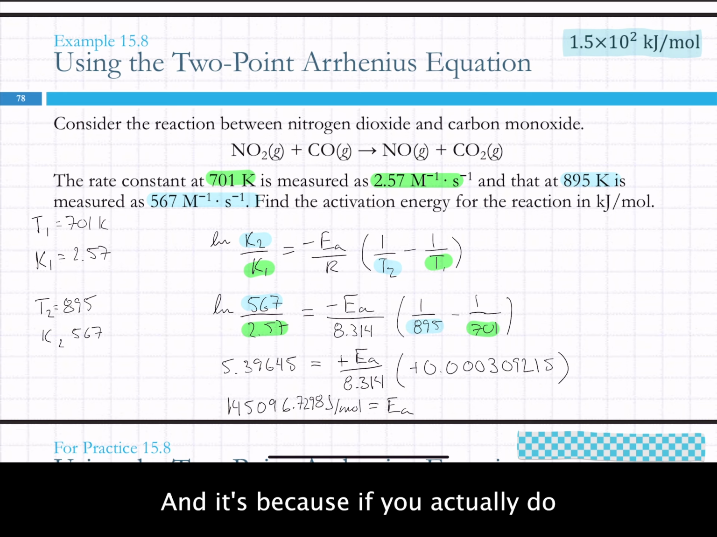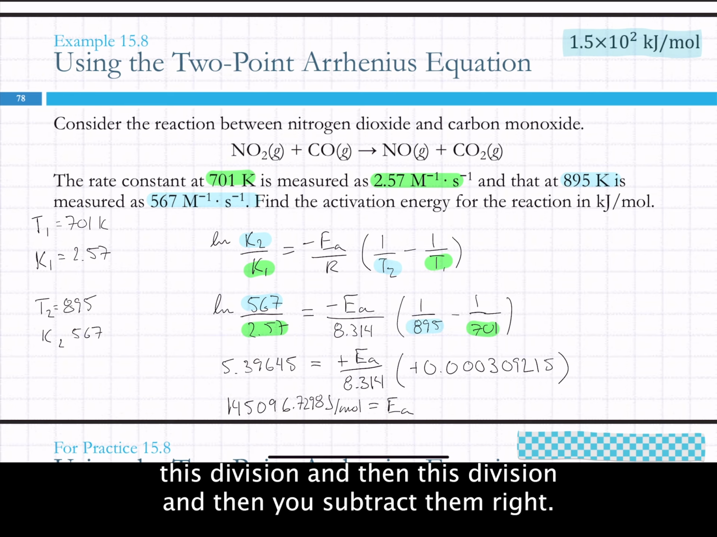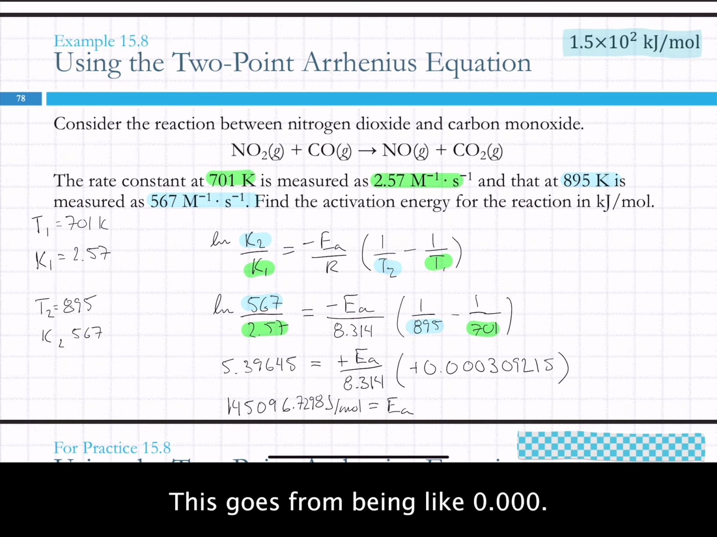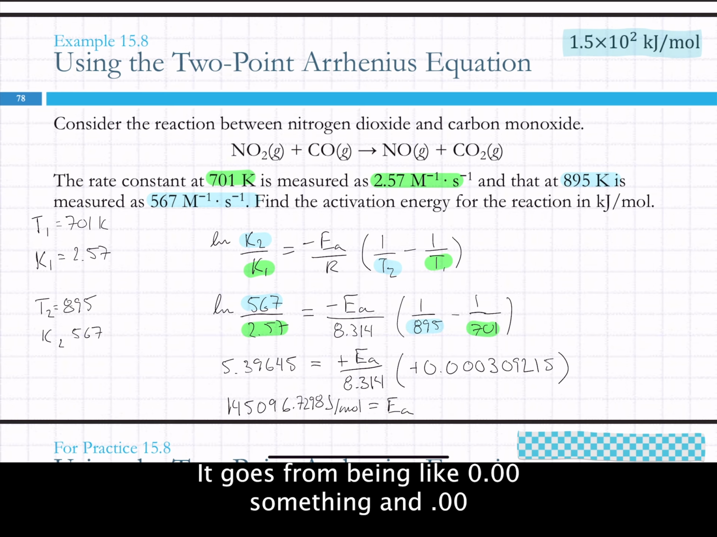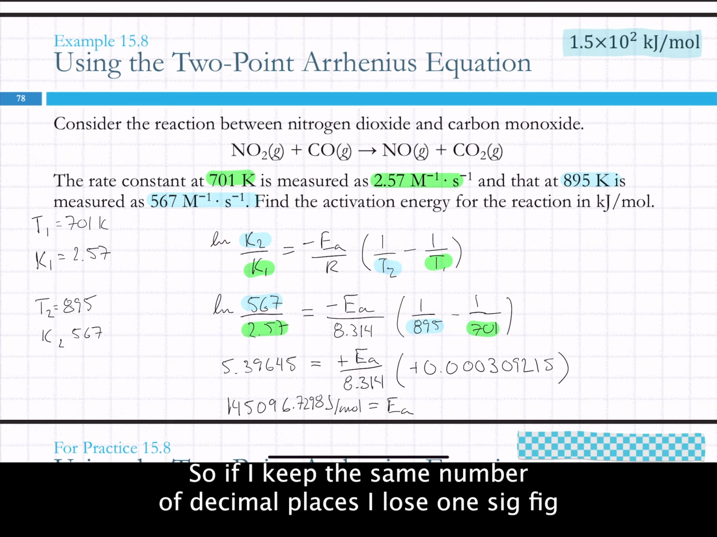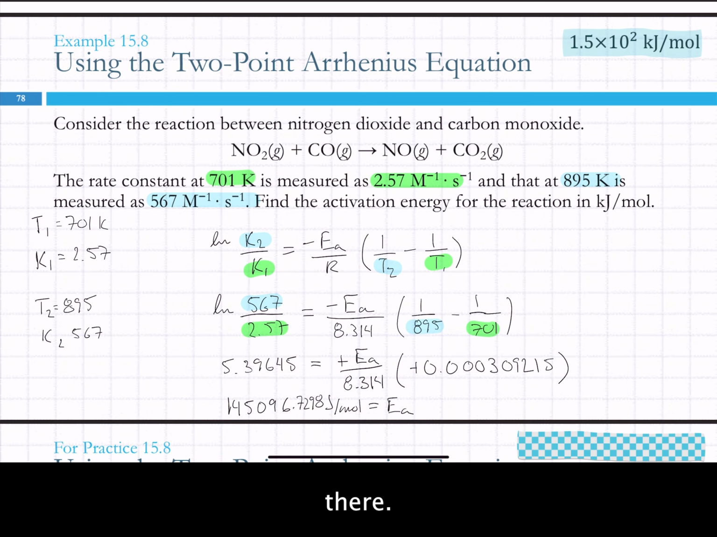And it's because if you actually do this division and then this division, and then you subtract them, right? When you do subtraction, you keep the smallest number of decimal places. This goes from being like 0.00 something and 0.00 something to 0.000. So if I keep the same number of decimal places, I lose 1 sig fig there. That's a really nitpicky sig fig thing. Not that nitpicky. No.